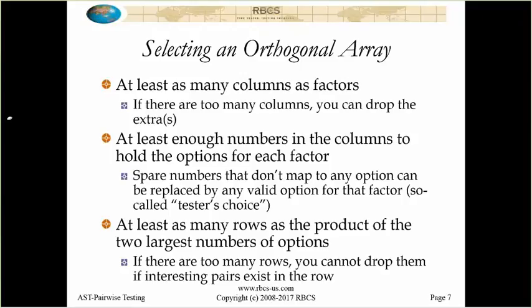If it's too small, when you go through and try to map the problem onto the orthogonal array, what you'll find is that it won't fit. You'll end up with options that aren't represented in the table, or an entire factor that's not represented in the table, and you'll go, oh, no, I need to go back and do that again. If you select one that's too big, you're going to have a ton of tester's choice stuff, including entire rows where every option is a tester's choice option. And that's a dead giveaway that you probably need to go back and look for a slightly smaller, or perhaps much smaller, orthogonal array.